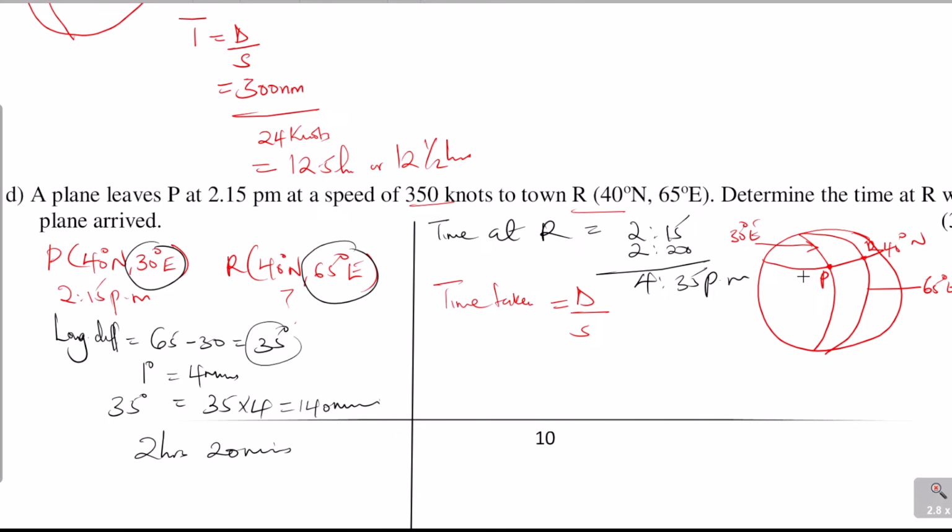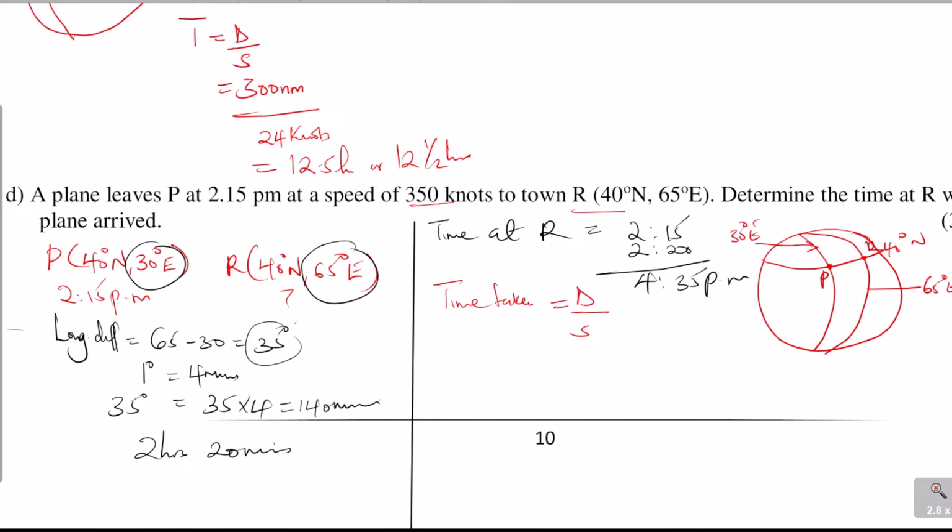So you can see the plane leaves P. It leaves P and goes to R. So look at this distance, that distance in nautical miles, and you're given the speed. So definitely this distance is the distance along the small circle or the parallel of latitude. That is the distance PR. PR is the distance along the parallel of latitude. So we need to get that distance in nautical miles.